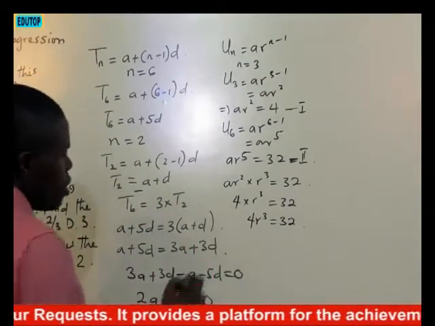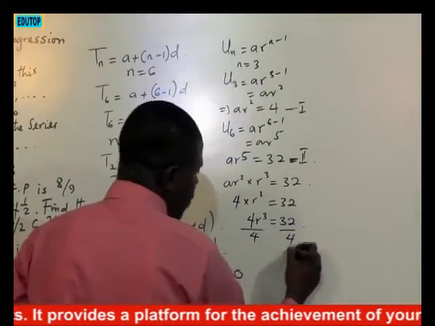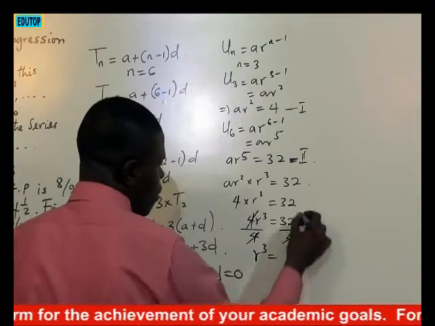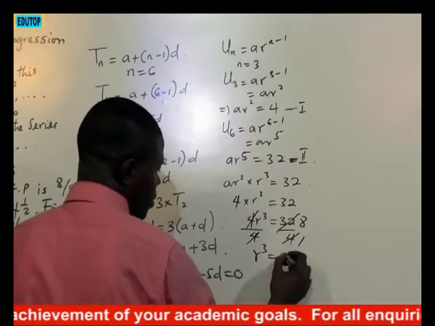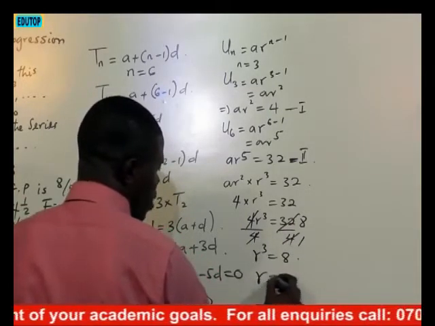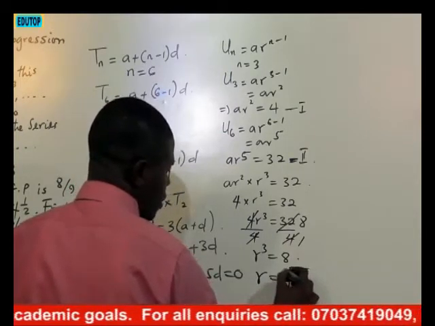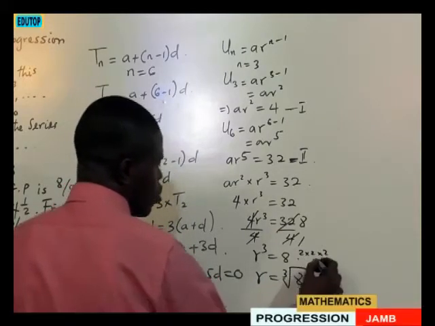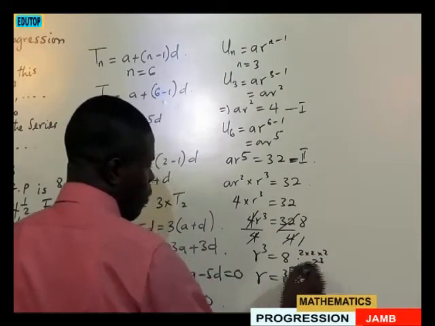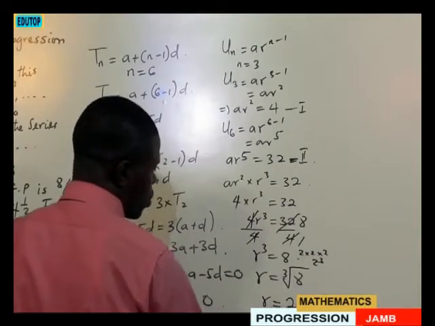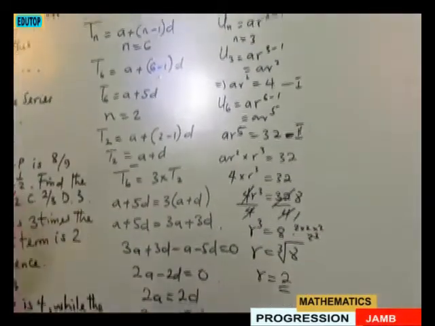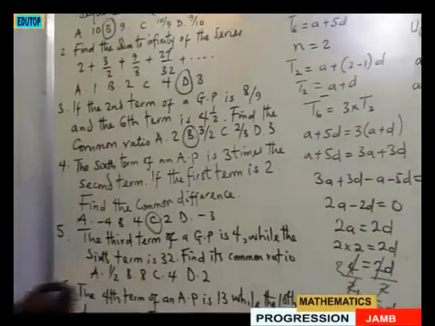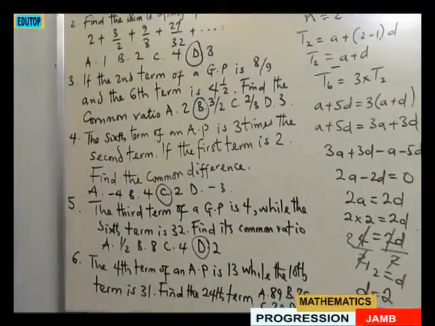The first thing I do is divide both sides by 4. The 4s cancel, and I have R cubed equals 8. Then my R will definitely be the cube root of 8. The cube root of 8 means 2 times 2 times 2, which is 2 raised to power 3. When you find the cube root of 2 raised to power 3, you automatically get 2. So my common ratio is 2. I go to my options and see the one that matches, and that is option D for question 5. Then question 6.